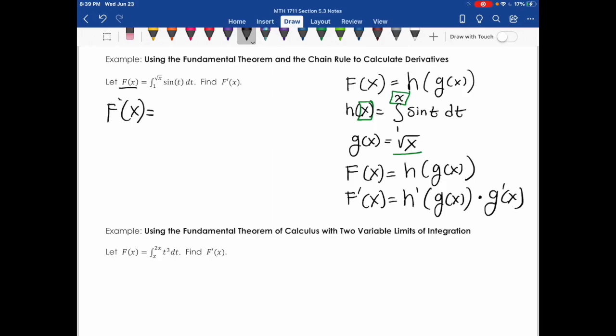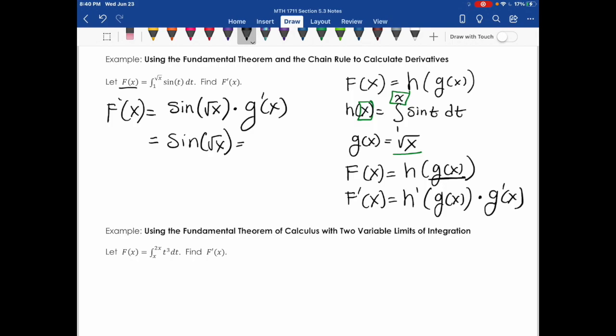So when I take the derivative here of capital F, I'm going to take the derivative of my outer function, which is the integral from 1 to x of sine t dt, but it's going to be evaluated at g of x. So that's going to give me sine square root of x. But now I have to multiply it by the derivative of that inner function.